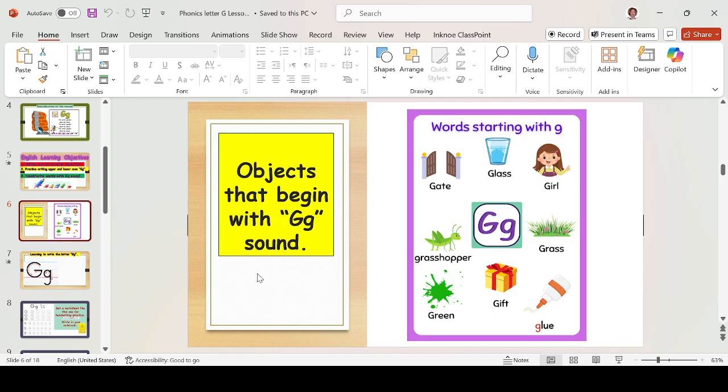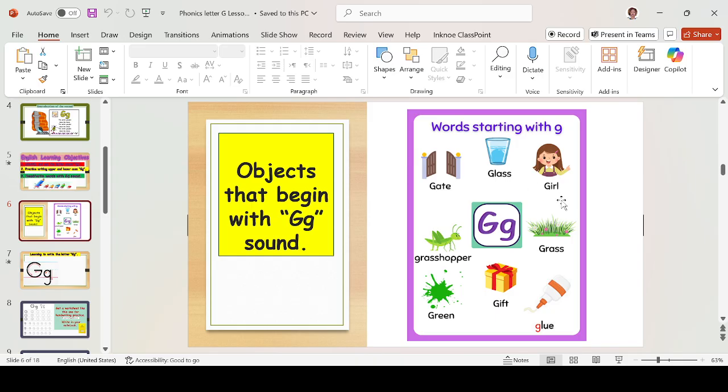So, I have objects that begin with the G sound here on the pictures. We have, what do we have here? Can you tell me? Okay, get. You have get at your house, right? Get, yes. G for get. And what is this one? Can you tell Miss Rati what is this one? Very good.